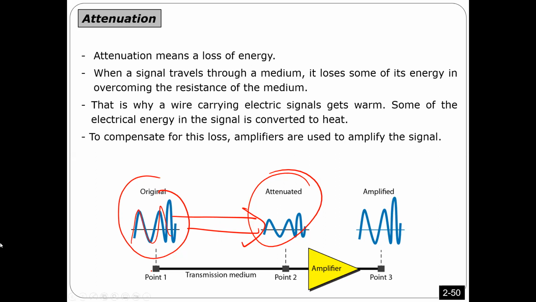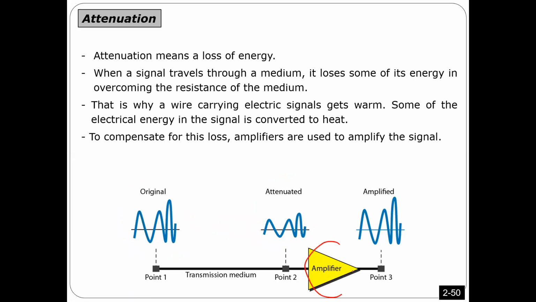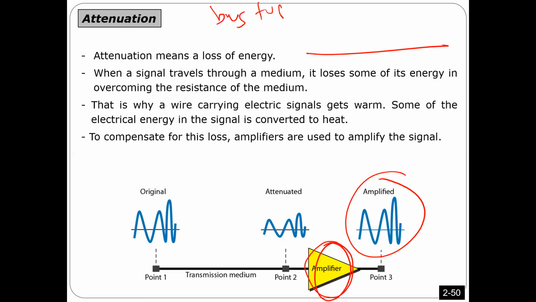So what can we do about this? What we can do is put an amplifier here. This amplifier is going to amplify the signal again, and the signal is going to gain energy again. That is why, in the case of bus topology, which is one way to make a LAN, you have a bus or a cable this way, and you can connect several computers together.